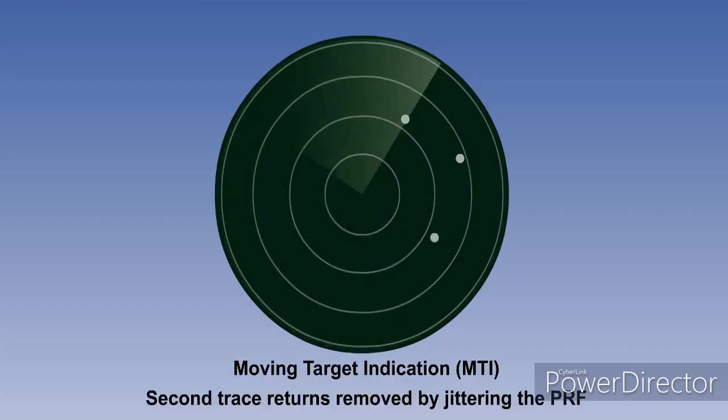It is possible for a radar receiver on MTI to produce false targets as a result of second trace returns. These are returns of the preceding pulse from a target beyond the maximum range selected, appearing during the period of the next pulse as a moving target. In order to overcome this problem, MTI radars remove second trace returns by changing the pulse recurrence interval between consecutive pulses, a technique known as jittering the PRF.